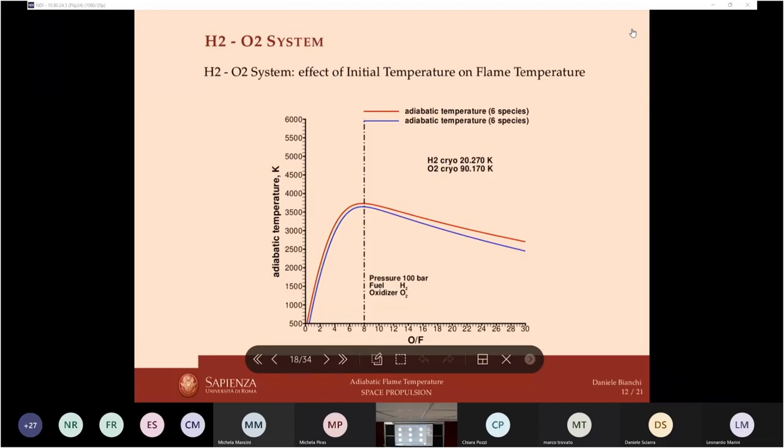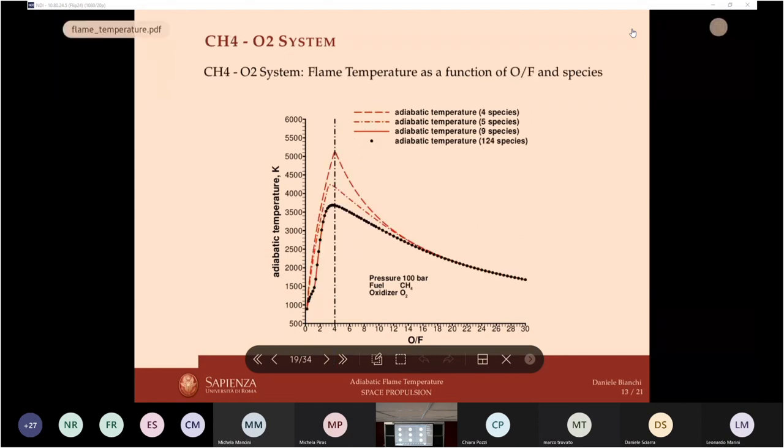of the reactants. If you start from low temperature, in this case hydrogen and oxygen, of course you will have an overall adiabatic temperature which is lower. The heat release is more or less the same, but you start from a lower temperature. And here, also to answer what you were asking, we can see another system of reactants, methane and oxygen. And here the stoichiometric condition is 4.